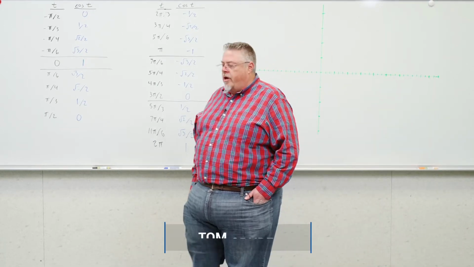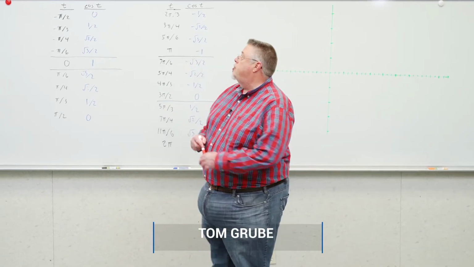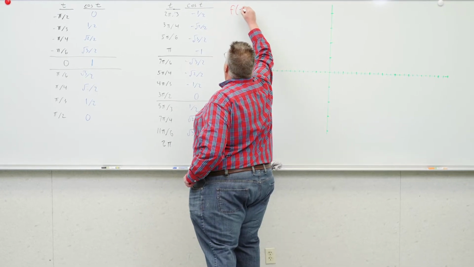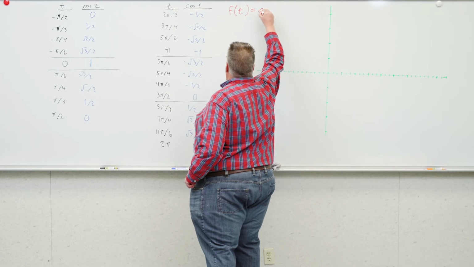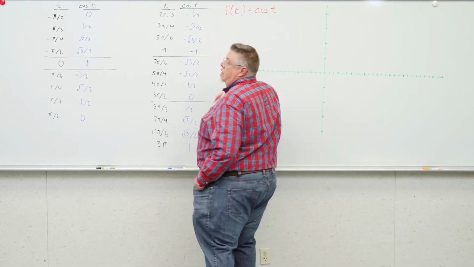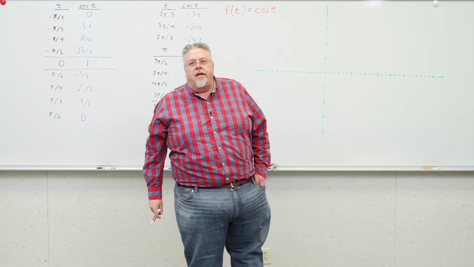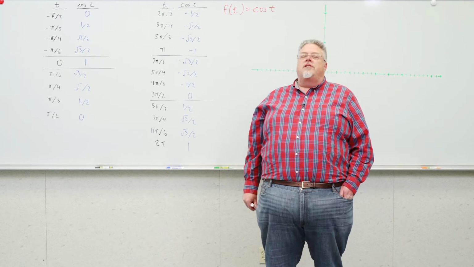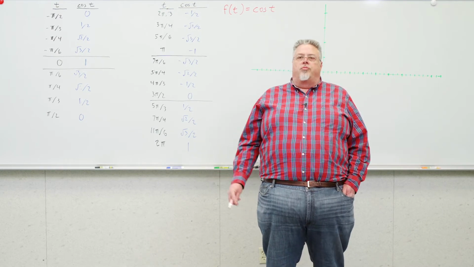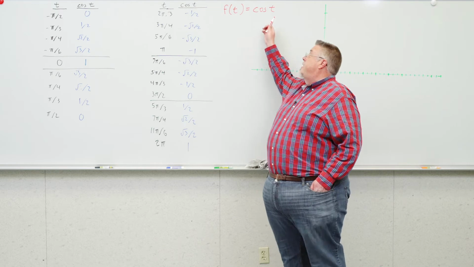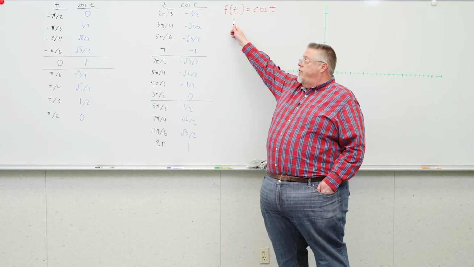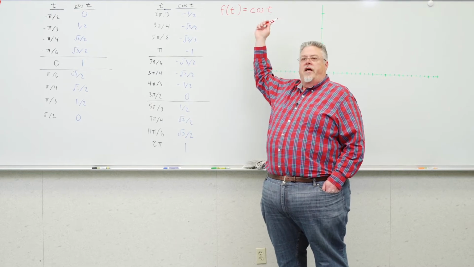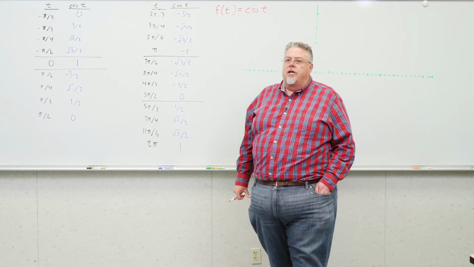So I want to begin by graphing a function. We're going to graph f of t equals cosine of t. And as you've been doing since at least late in grade school, to graph functions, you plug in values for your input value, in this case t, get out values for your output value, f of t, which is cosine of t. So you're going to plug values into the cosine function.